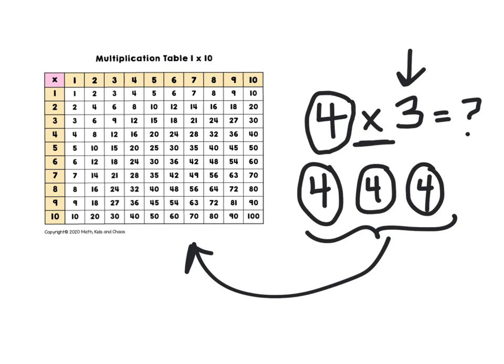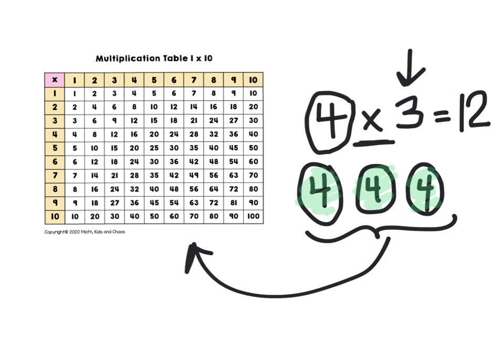Now you could also go from the top. Here's my 4. I'm going to go down 3 times. 1, 2, 3. Again, I land on 12. So 4, 8, 12. 4 times 3 is equal to 12.